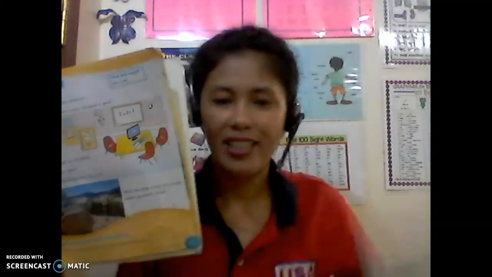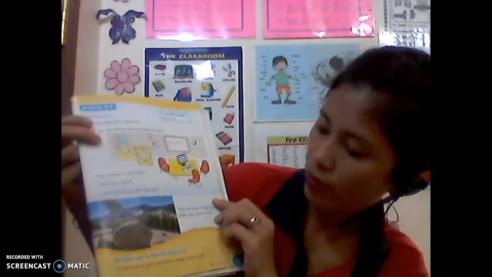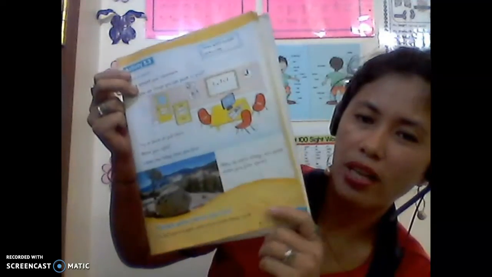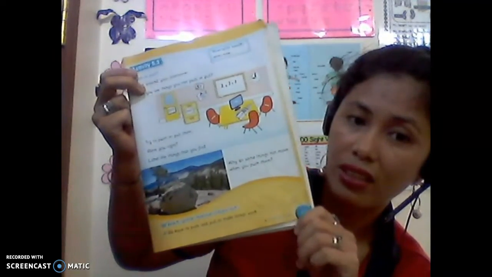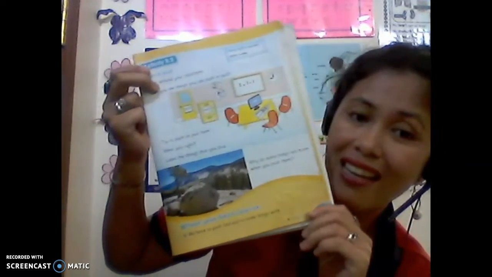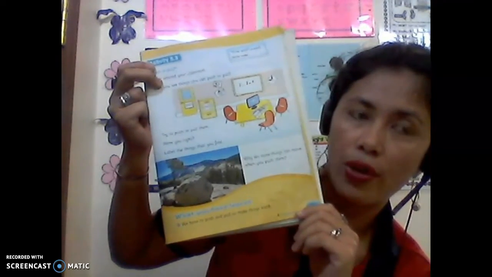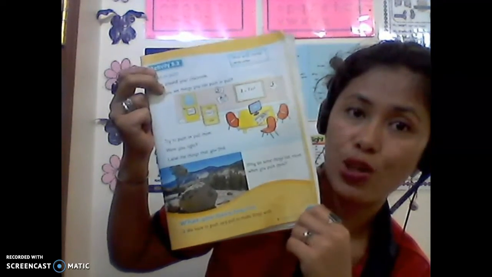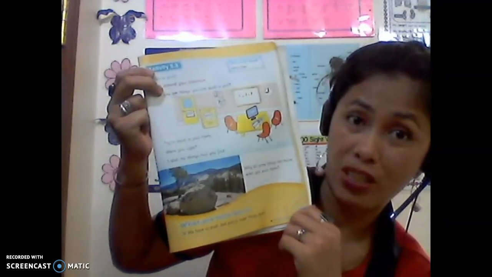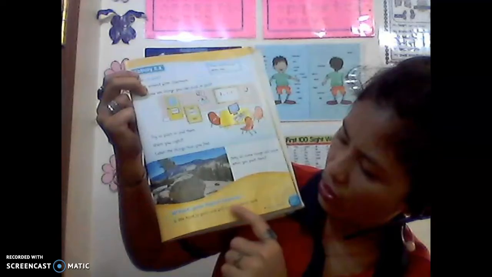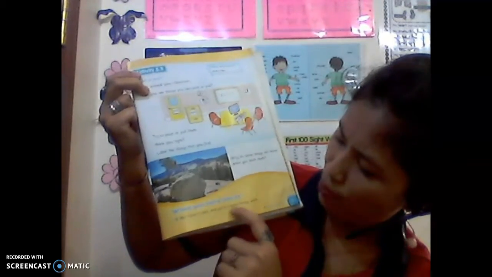Why do some things not move when you push them? Look at this rock. If you push it, you cannot move it because it's very heavy, and we need something like a bulldozer or other equipment to help push or pull it. What did you learn today? We have to push and pull to make things work.